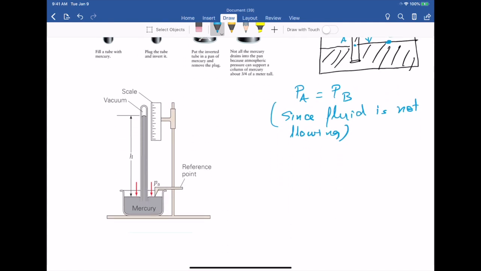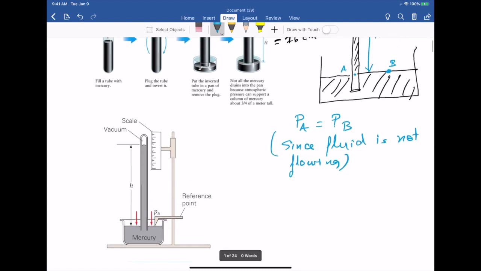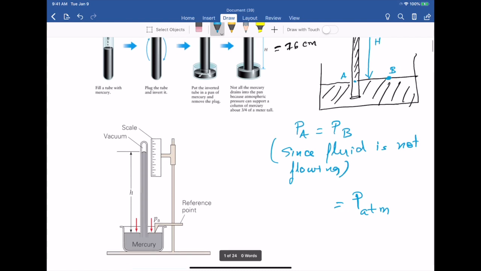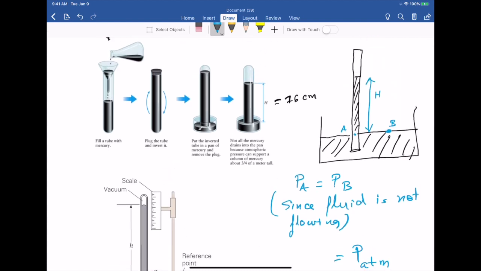Now, what is the pressure at B? The pressure at B is simply atmospheric. Why is that? Because B is in touch with the atmosphere, right? What is the pressure at A? The pressure at A is caused solely by the column of mercury above it. So what is there above A? There is the column of mercury, and then there is this empty space. That doesn't exert any pressure. So the pressure at A is caused solely by the column of mercury that's sitting directly above it.